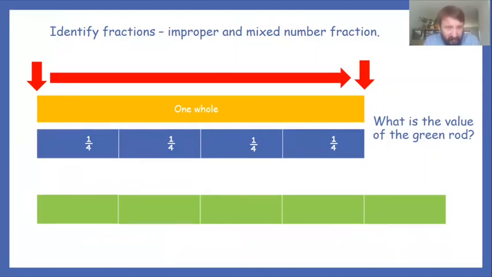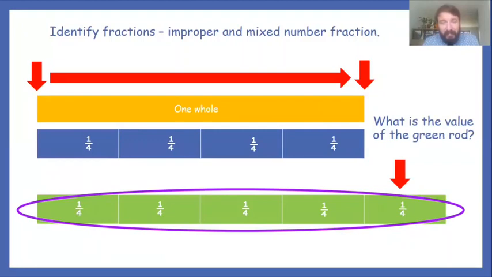So let me have a look. I've got my one whole, I've got my blue bars that have been split into quarters. I can see below that I have an additional quarter added to my green bar. Okay, so let me just highlight that. So I can now take a look at this, and if I count up my quarters, 1, 2, 3, 4, 5, I have 5 quarters. Okay, and that looks like another animation. 5 quarters. So that gives us our top heavy or improper fraction.